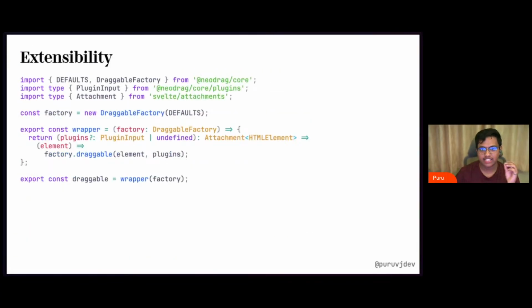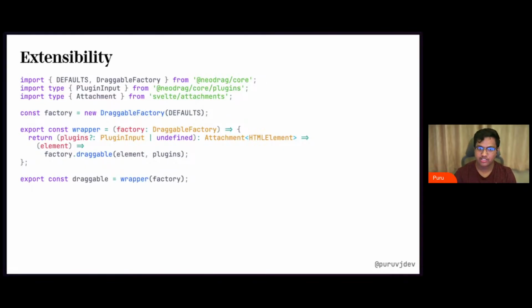Now, let's talk about extensibility and wrappers. If you import Draggable directly from Neodrag/Svelte, it comes preloaded with certain plugins, delegates, and other configurations. Of course, sometimes you would like to remove these plugins or change the delegate. In that case, it is very easy to do so.